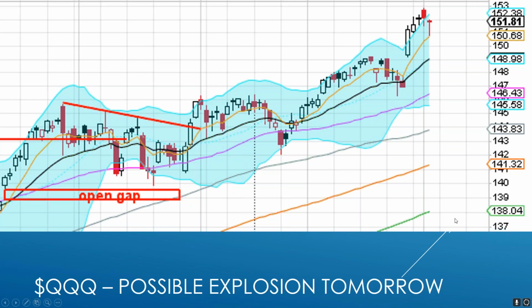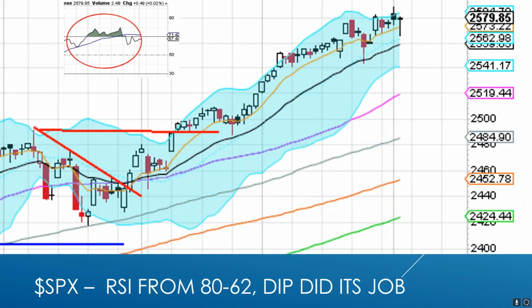All right, that's the only fly in the ointment here. That's the only potential problem we have. So we'll see how that plays out.